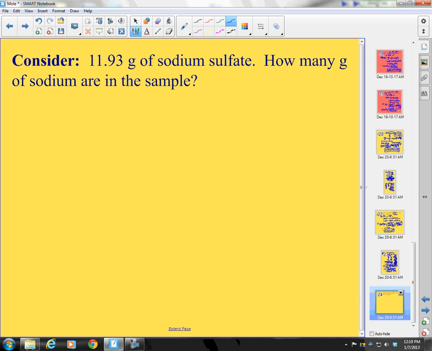Well, how am I going to work this? First I have to start with what is sodium sulfate. Sodium is Na, sulfate is SO4, 2 minus. What's sodium when it's an ion? +1. So that means I need Na2SO4. That's my sodium sulfate.